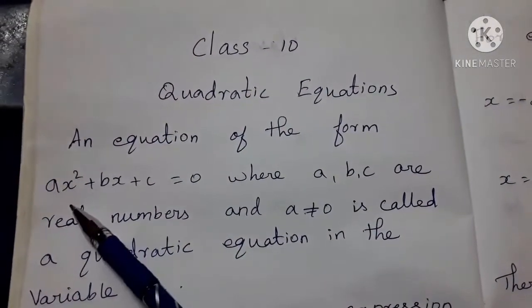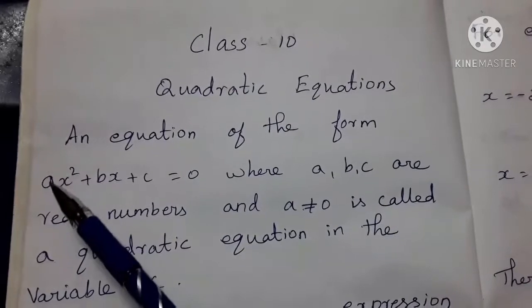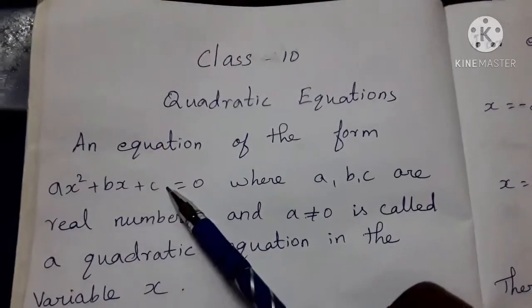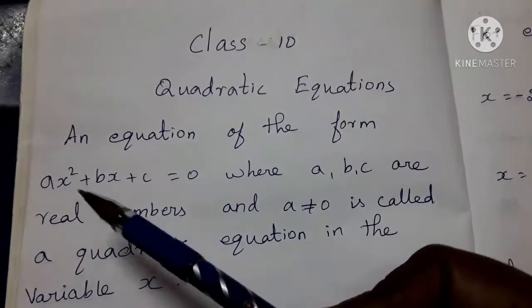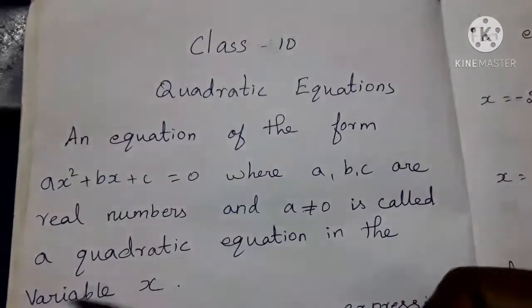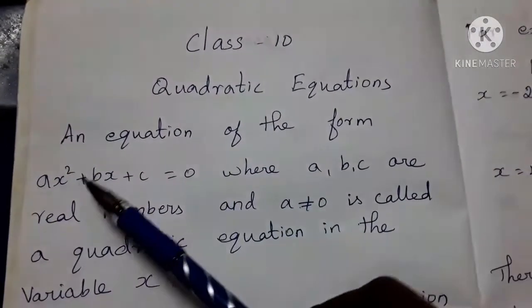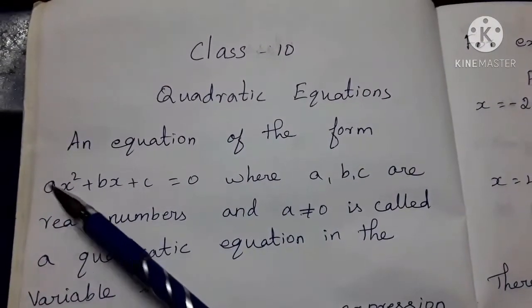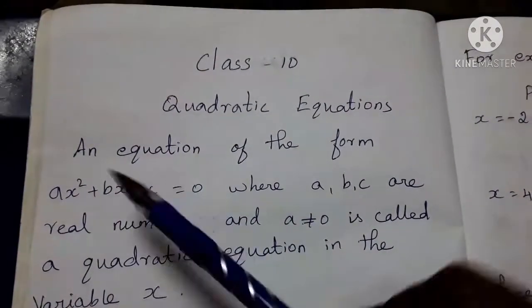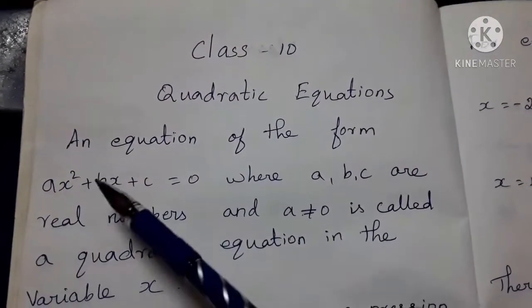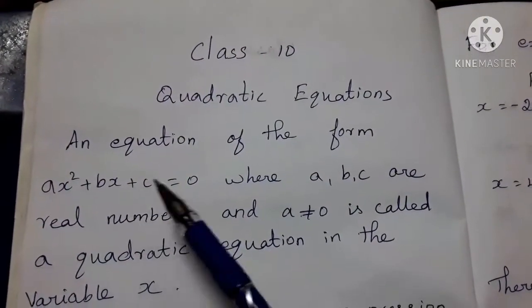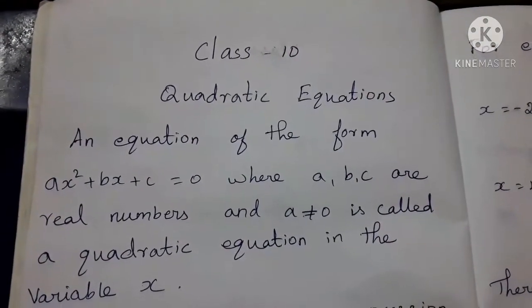An equation ax squared plus bx plus c, where a, b, c are real numbers, any numbers. Real numbers means they may be fractions, positive or negative, any numbers. B and C may be equal to 0, but a is not equal to 0. So this form of equation is called a quadratic equation.